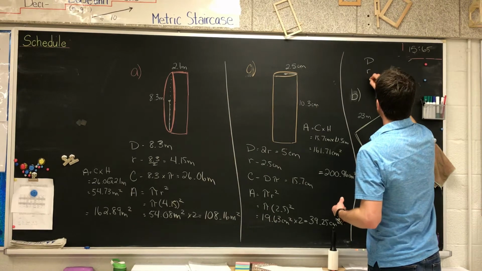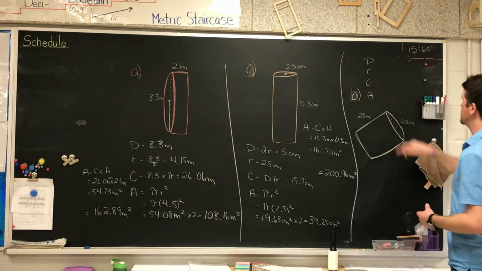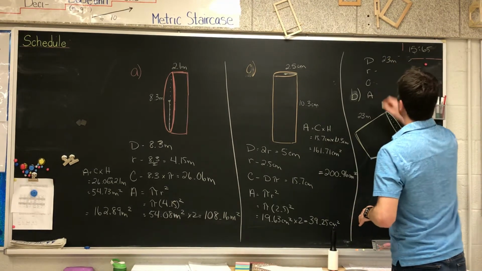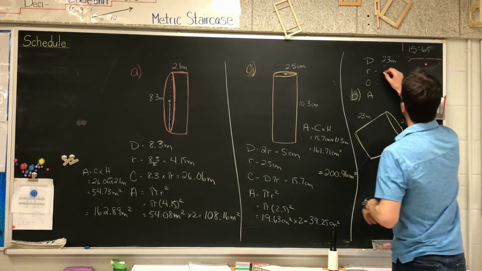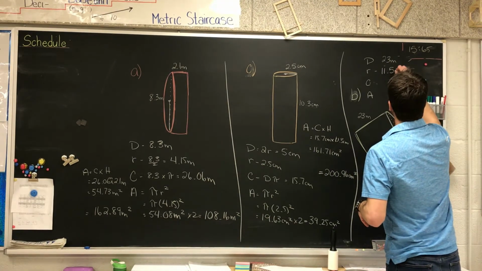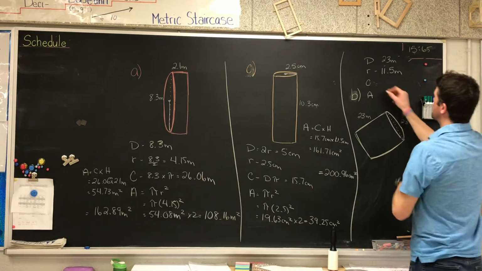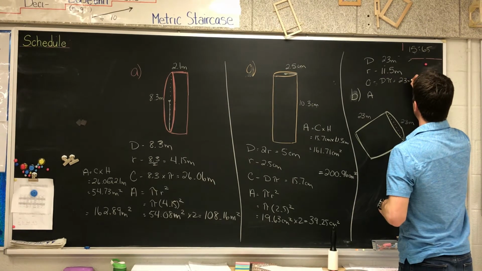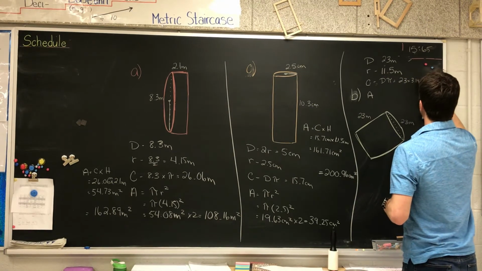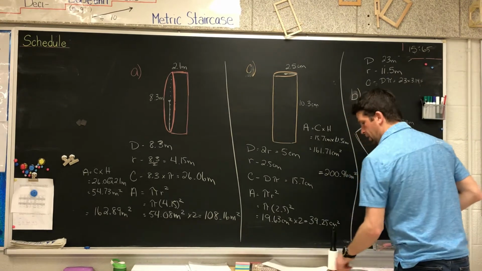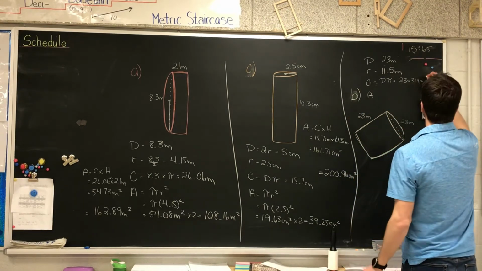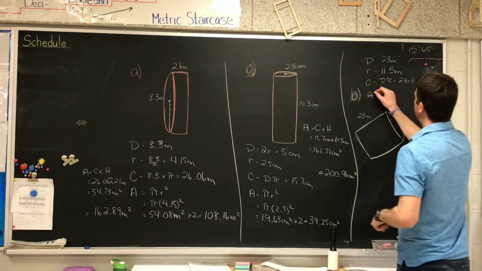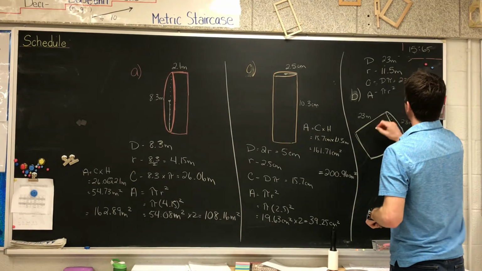So we want diameter, the radius, the circumference, and the area of this top circle. We're given diameter is 23 meters. We can find the radius by dividing that in half. 11.5 meters. We can find circumference by doing diameter times pi, which is 23 times 3.14, which gives us about 72.22 meters. And we can find our area by doing pi r squared.